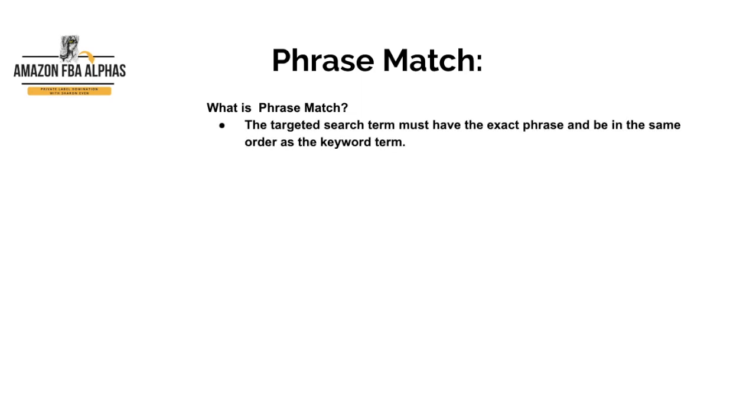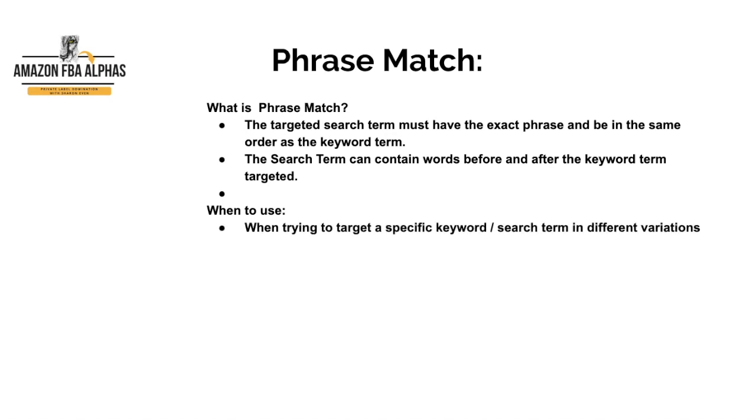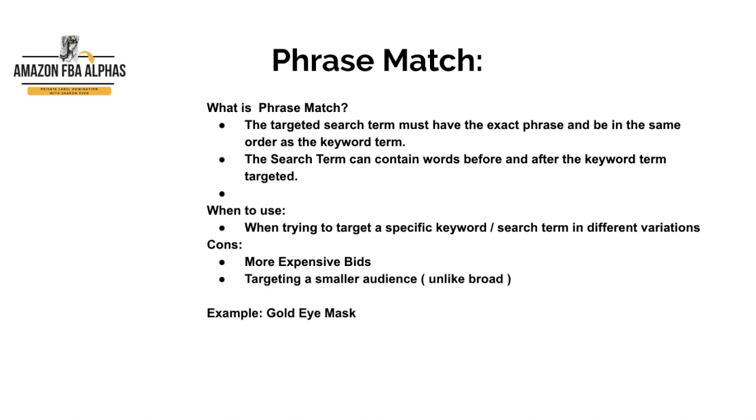Targeted search terms must have the exact phrase and be in the same order as that keyword term, and I'll explain that in a second. The search term can contain words before or after the keyword, and I'll show you an example now. When to use it? When you're trying to target a specific keyword search term in different variations. Cons. I don't know why I didn't put pros here, but more expensive bids, targeting a smaller audience, unlike broad. And then there's an example.